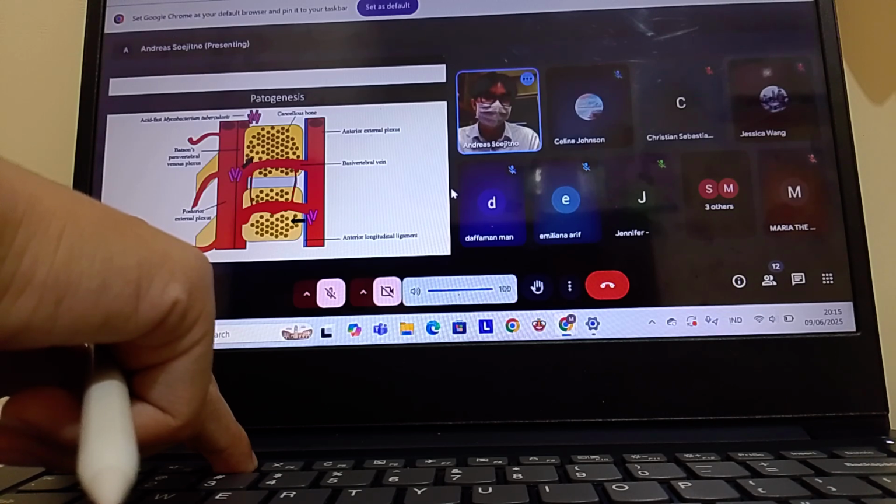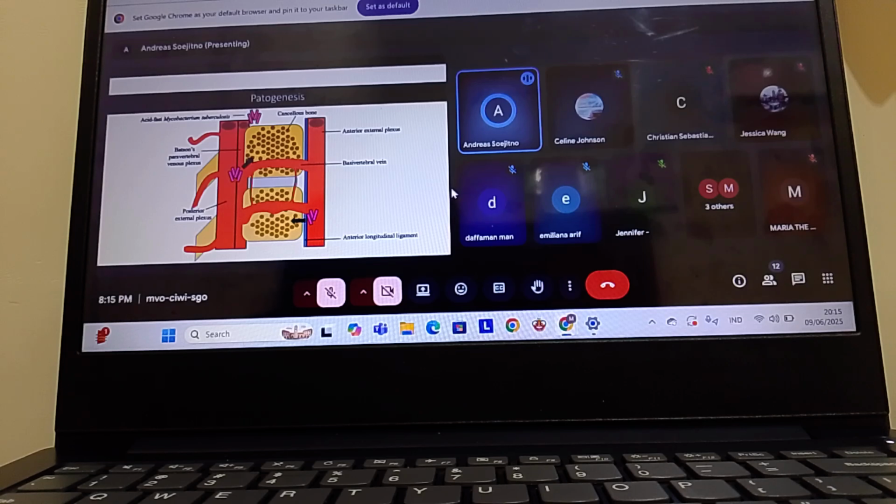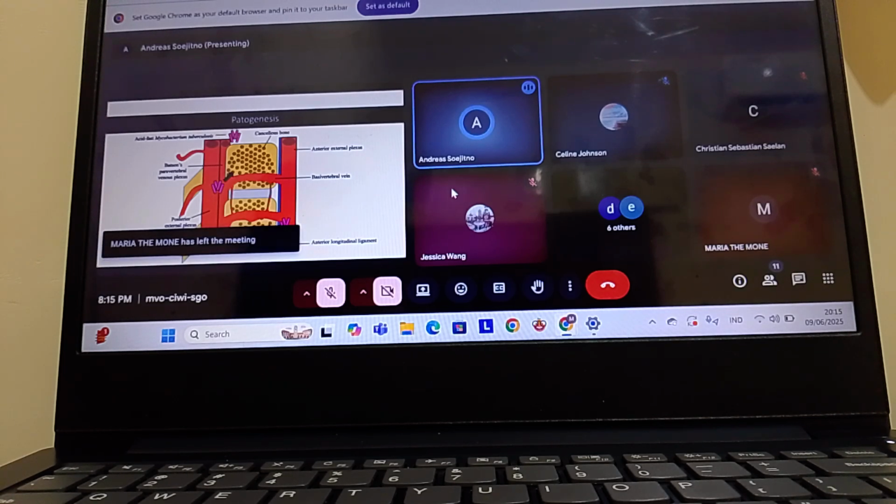Vertebral plexus. So we have a bloodstream, we have a venous plexus around the spine, and through the Batson plexus, the bacteria can inoculate inside the spine and then cause Pott's disease or TB spondylitis.